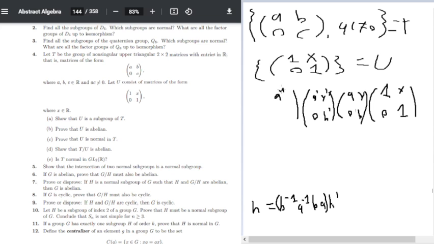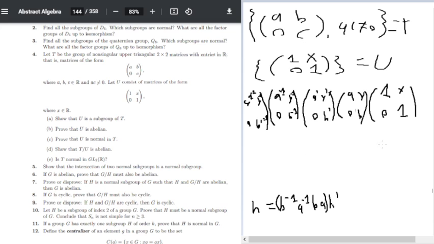Yeah, then we're going to have a to the negative 1, 0, b to the negative 1, y negative 1. For now, y is just a term, right? Just know that y exists, because we're going to show that it doesn't actually matter what it specifically is. So b prime to the negative 1, a prime to the negative 1, y to the negative 1, 0.